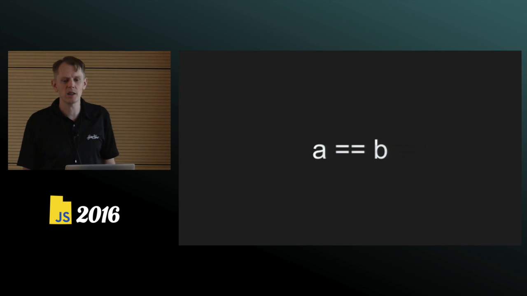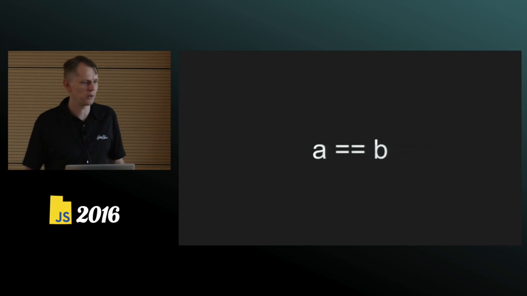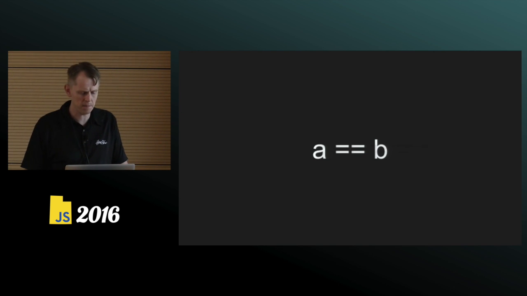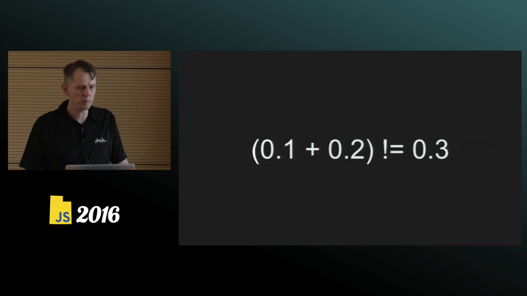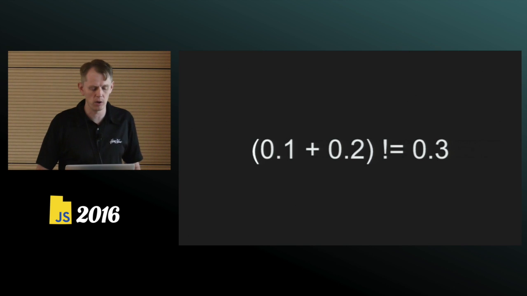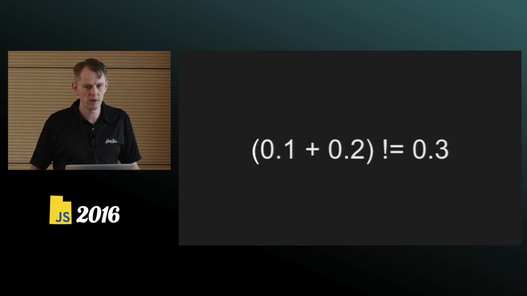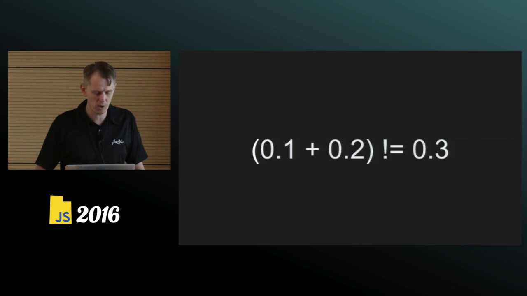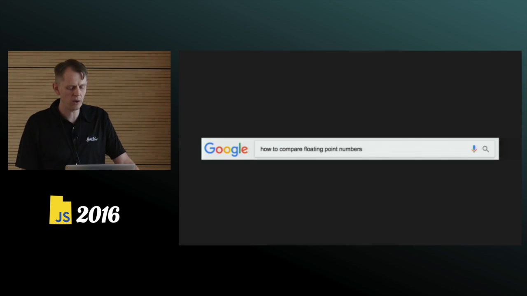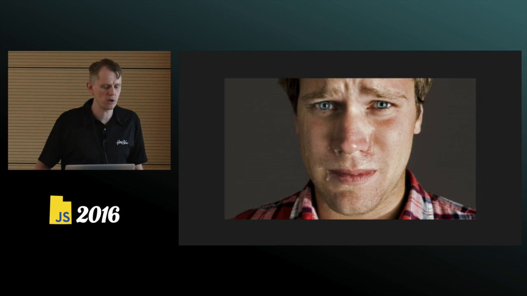It's usually a bad idea to compare numbers with equals equals or equals equals equals. Comparing them like that with floating point numbers is a bad idea. And the reason why is because of rounding, things that should be true or are true in math aren't true with floating point numbers. For example, 0.1 plus 0.2 does not equal 0.3. You can try it out at home if you'd like. So instead of doing this, you should Google how to compare floating point numbers, and then you should cry because it's really, really complicated.